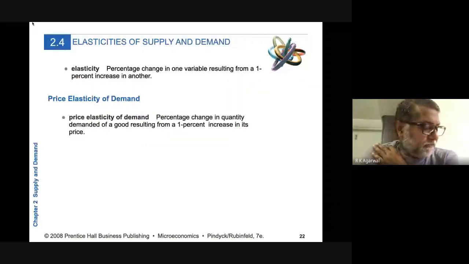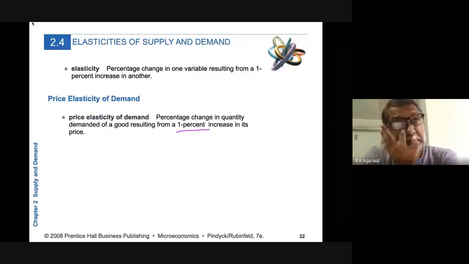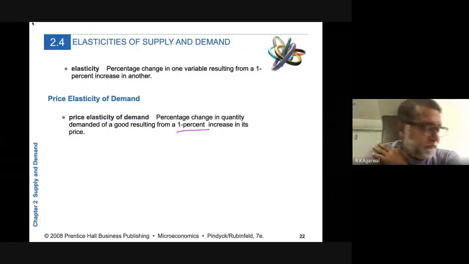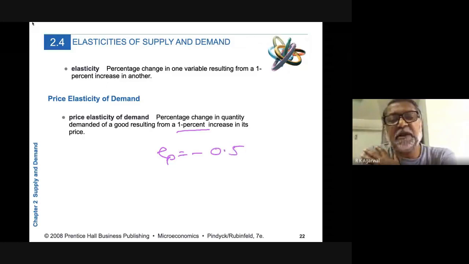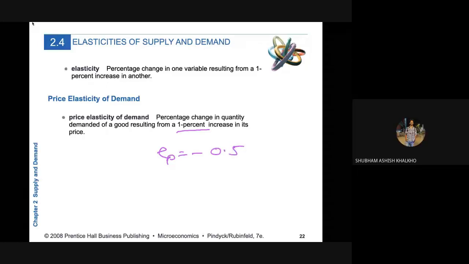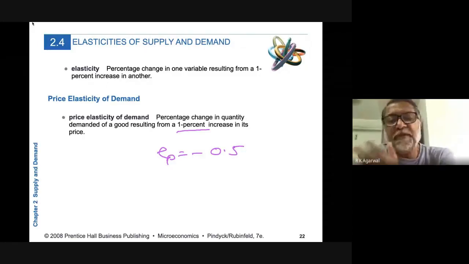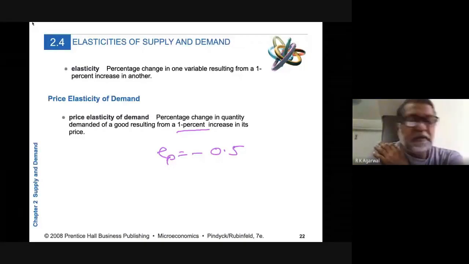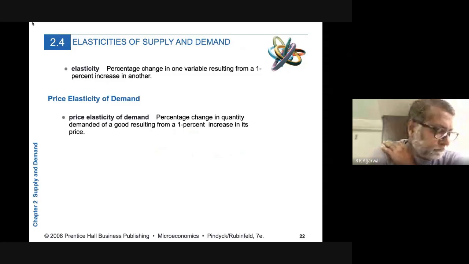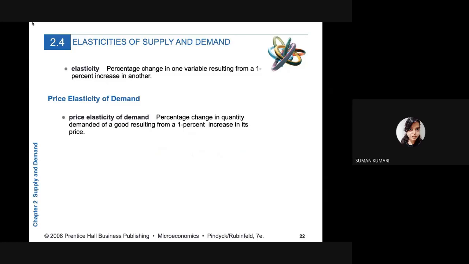Or you can also convert it into an interpretation where price changes by 1%, then by how much does the demand change? So if price changes by 1% and elasticity is equal to minus 0.5, then by how much does the demand change? 0.5%. So that is what it actually shows. Is this clear? Yes, sir. Okay.